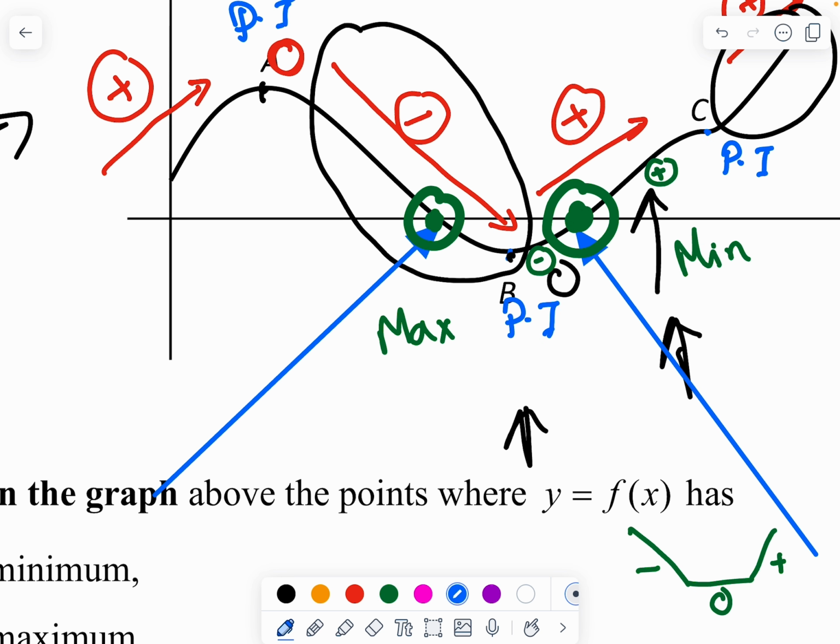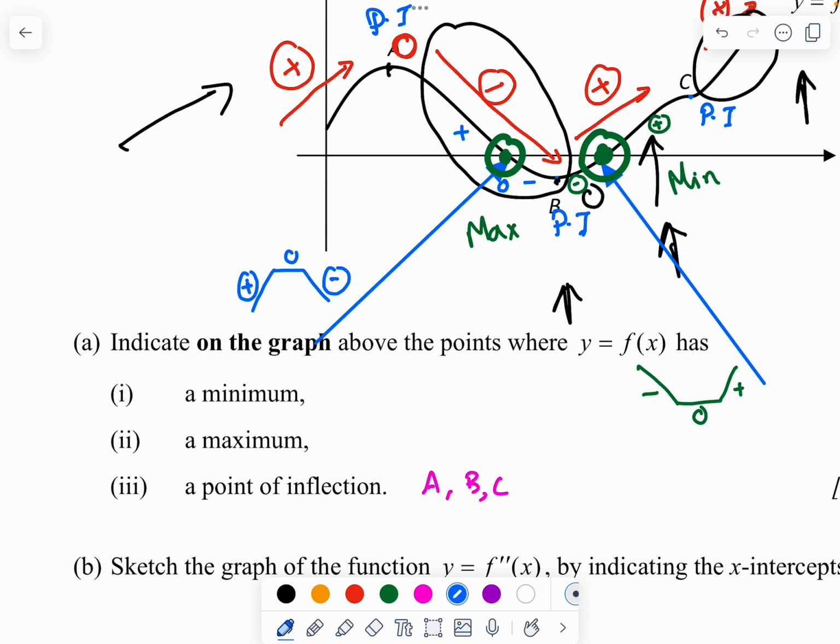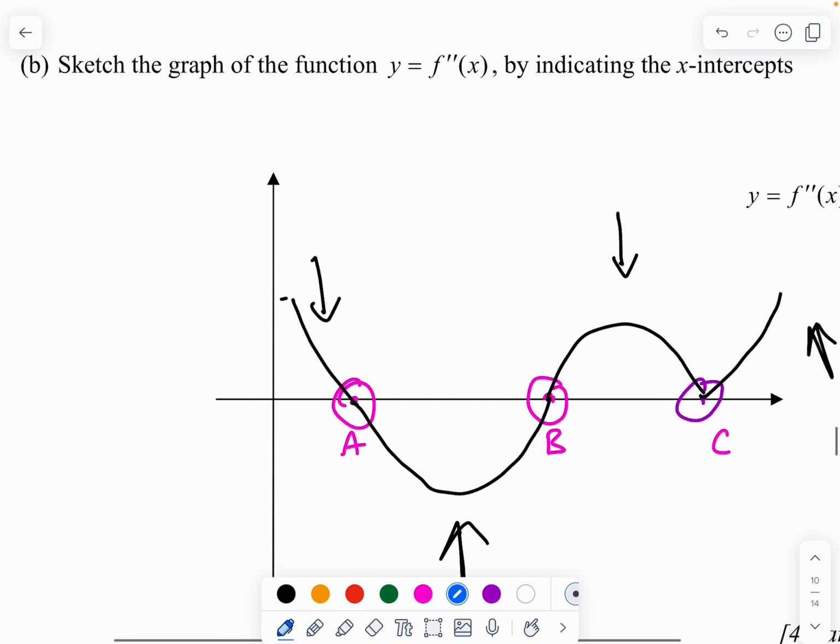Whereas over here, it was positive, 0, and negative. It was positive, it is increasing, 0, and negative. So therefore, it's going to be nothing but what? Maximum point. Positive, 0, and negative. So we can come to know which is the maximum point and which is the minimum point. See the slope values. And we got that one.